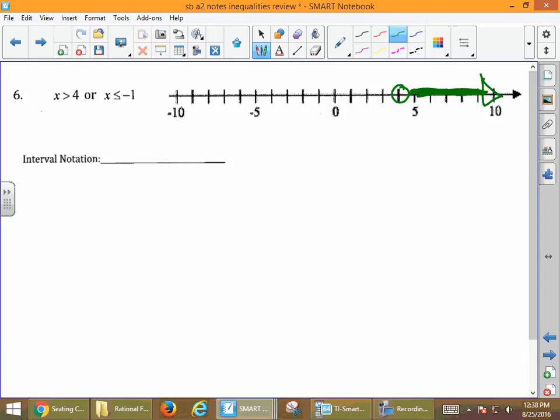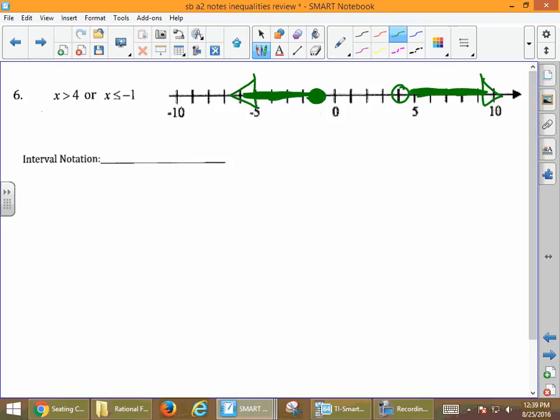Or x is less than or equal to negative 1. Less than or equal to. Again, I wanted to do the same thing. It's got an equal to, so we have to fill it in. Less than. We need smaller values, so our less than values are going to go towards the left. And there's our OR.